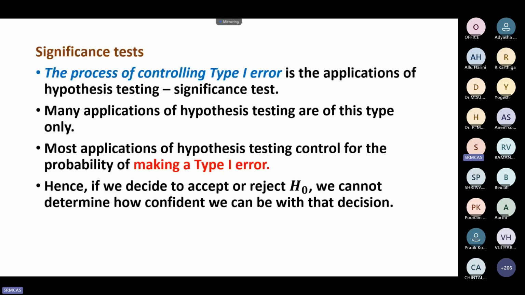So in such cases, how do we control the type 1 error? That process is called the application of hypothesis testing, or significance testing. Most applications of hypothesis testing control the probability of making this type 1 error. Hence, our task is to accept or reject the null hypothesis, but we cannot determine how confident we can be in the decision. We may have a chance of committing a type 1 error, right?